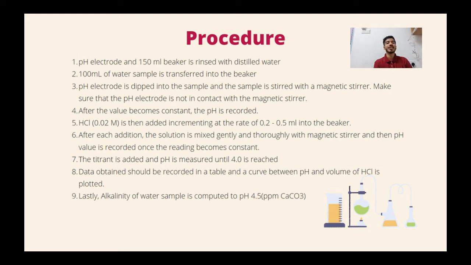Data obtained should be recorded in a table and a curve between pH and volume of HCl must be plotted in order to compute alkalinity to pH 4.5 in parts per million calcium carbonate.